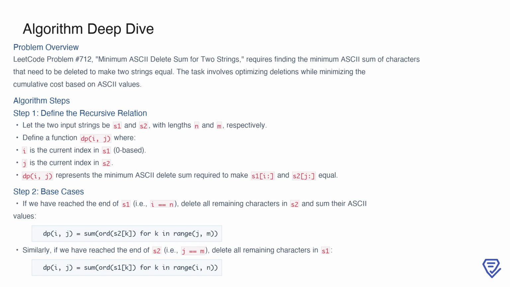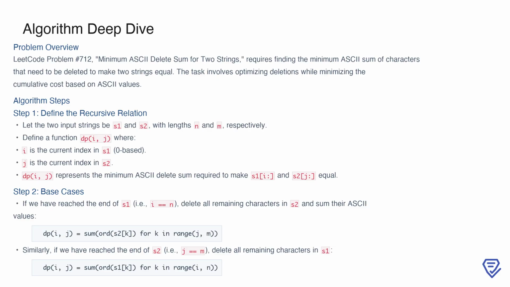To do this, we aim to minimize the cumulative cost of deletions based on the ASCII values of the characters. The solution begins with defining a recursive relation. We denote the two strings as S1 and S2, with lengths n and m, respectively. The key idea is to define a function dp(i, j) that represents the minimum ASCII delete sum needed to make the substrings S1[i..] and S2[j..] equal.